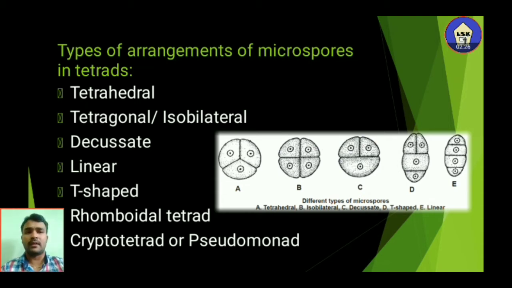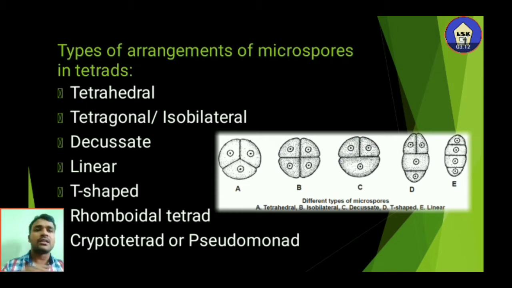Now let us see one by one. Before that, just observe those diagrams. The first one represents the tetrahedral, just see the arrangement of microspores there, followed by the isobilateral. All four microspores are clearly visible in this diagram. In the first diagram, only three are visible. One is present at the back side in another angle. And in the third one, the decussate type of arrangement, you can see three microspores here and one more is present. In the fourth one, the T-shape, just see the arrangement of microspores. And the last one is linear. In linear, all the microspores are arranged in a straight line. So these are the five very important types.